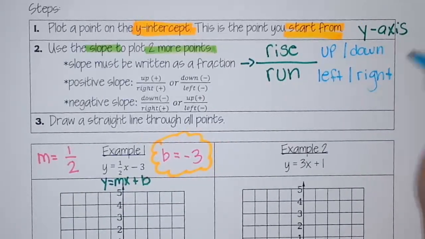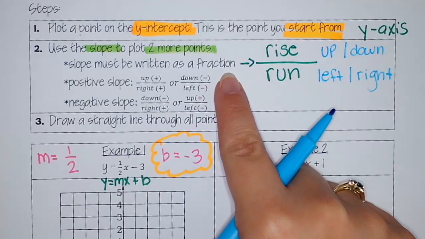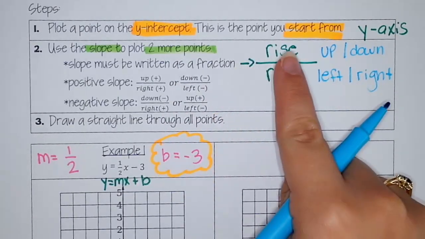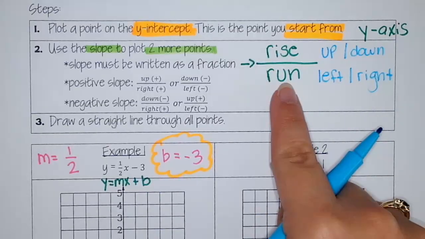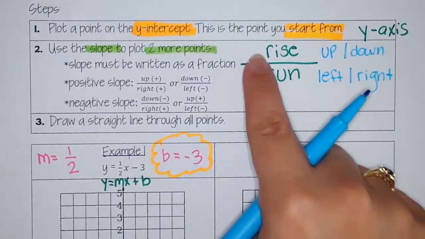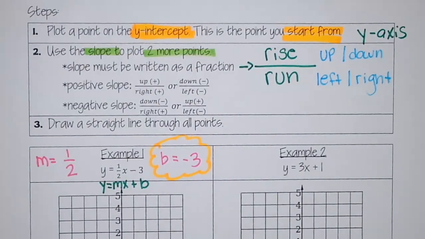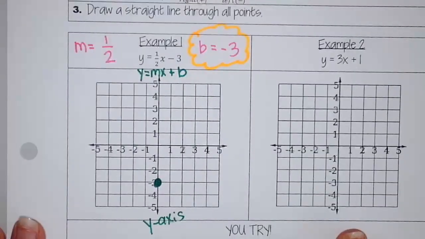So let's remind ourselves, slope is always a fraction because in order to plot the rest of our points, you need a rise and you need a run. How far up and down do you go? How far left and right do you go? You need both of those numbers. Okay? So let's go down here. Let's look at example number 1.